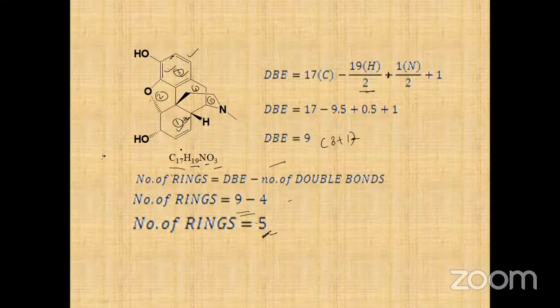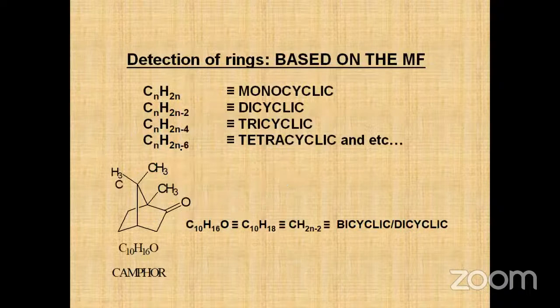That is double bond equivalence. After calculating the double bond equivalence, we deduct the number of double bonds. That results in the number of rings present in the molecule. Next, detection of the rings based on the molecular formula. This is already given in the case of terpenoids.